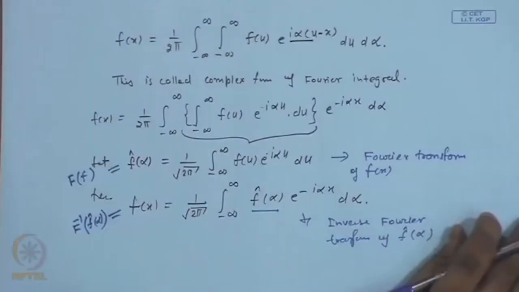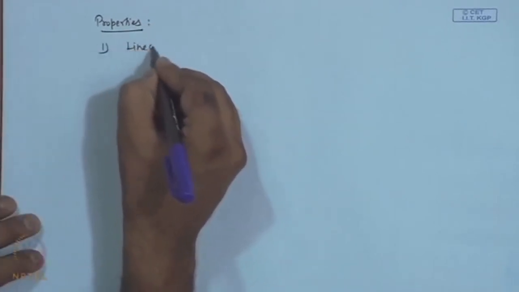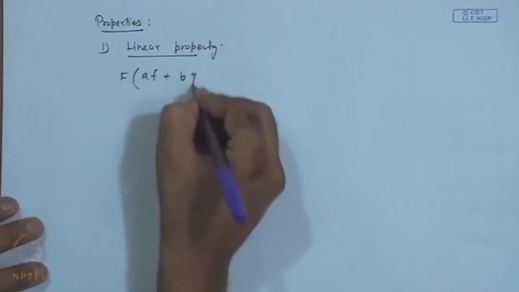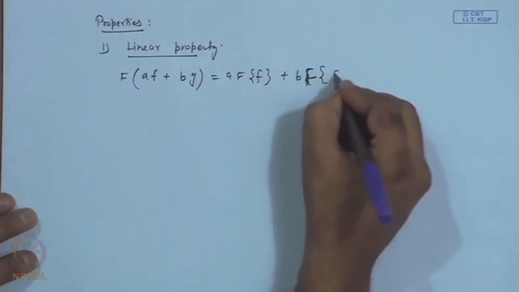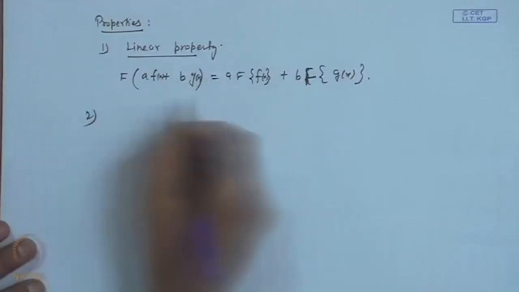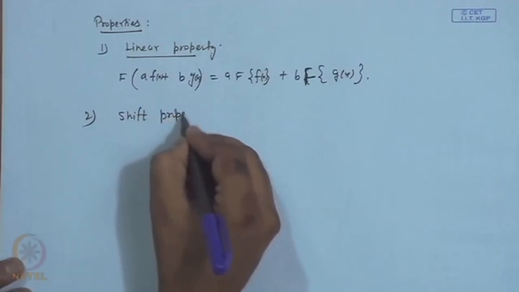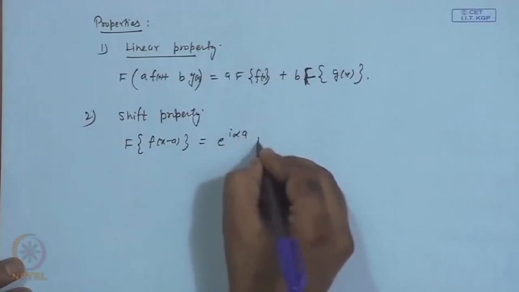So, now we have introduced this Fourier transform and inverse Fourier transform, and we will go for some important properties of the Fourier transform now. So, properties, first as usual we have the linear property, and in this case the Fourier transform of a f plus b g is a times the Fourier transform of f plus b times the Fourier transform of g. This is no need to prove, it is just coming from the linearity of the integral. The second one, we have the shift property, and in this case the Fourier transform of f(x minus a) is e to the i alpha a times the Fourier transform of f(x).